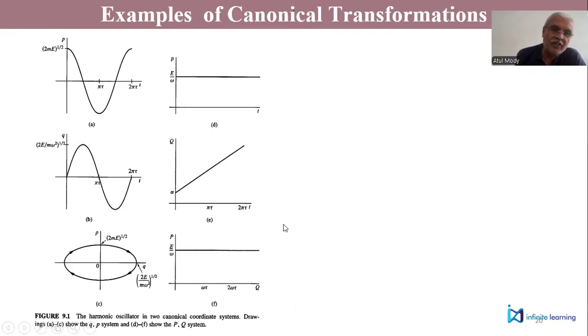And your new coordinate is omega t plus alpha. So this intercept here on the y-axis is alpha and it's omega t. So it is a straight line with slope omega. Now here the last graph on the right hand side is the new momentum as a function of old coordinate. All right. But it doesn't depend on old coordinate because it's a constant, E by omega. So it's a constant.